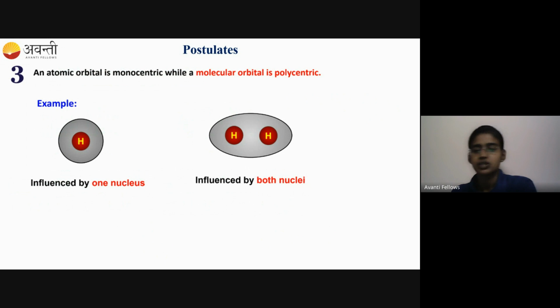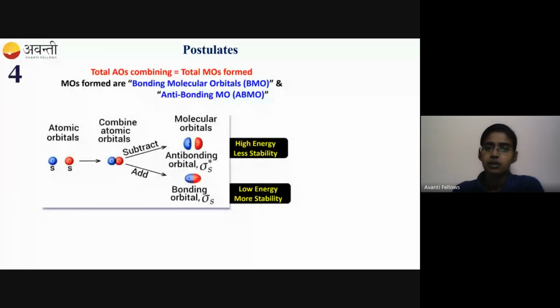Coming to the fourth postulate: the total number of atomic orbitals combining is equal to the total number of molecular orbitals formed. If two atomic orbitals are combining, two molecular orbitals will form. If four atomic orbitals are combining, four molecular orbitals will form. If six atomic orbitals are combining, six molecular orbitals will form. So that is the meaning of this. And in this picture, you see two s orbitals are combining, and we have got two molecular orbitals: one is sigma s and the other one is sigma star s.